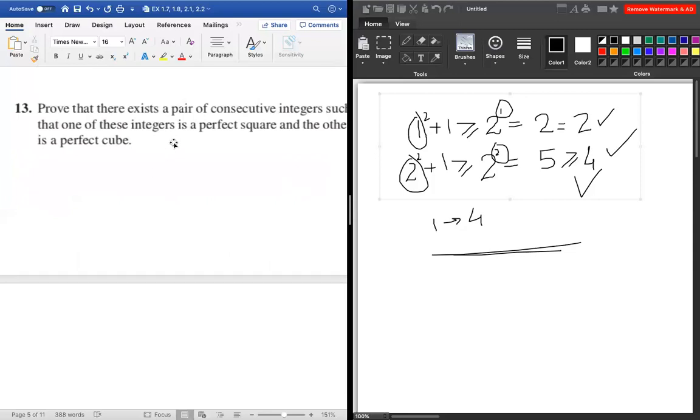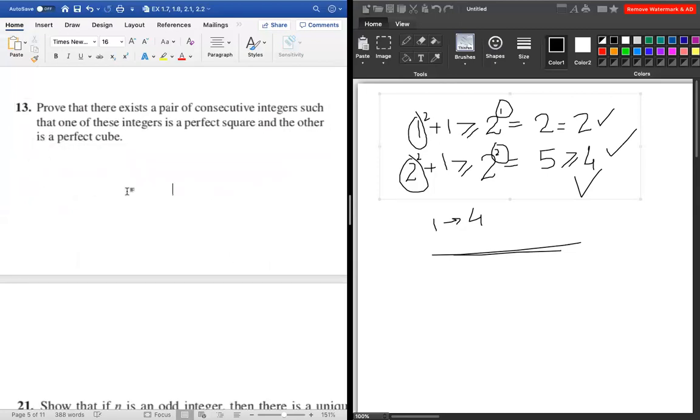In question number 13, we have to prove that there exists a pair of consecutive integers such that one of these integers is a perfect square and the other is a perfect cube. This is a pretty simple and straightforward question. What we have to do is just come up with some numbers, in which one of the integers is a perfect square and the other is a perfect cube. So one example of that.